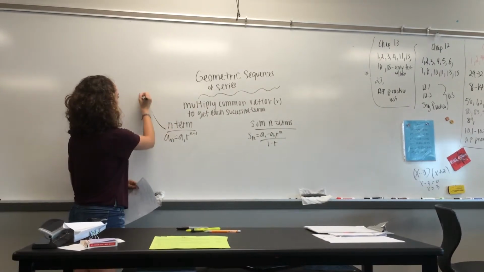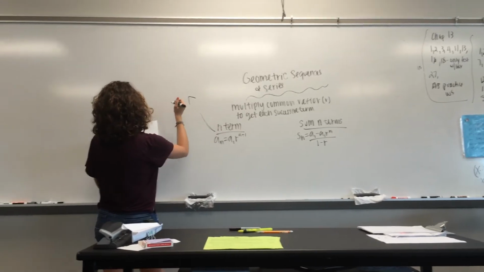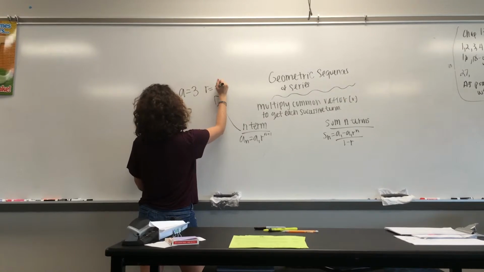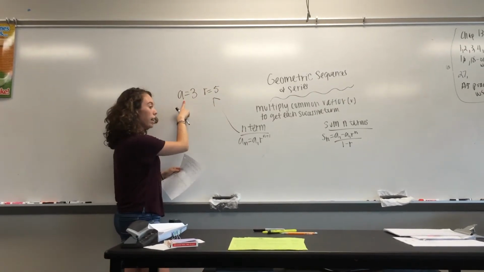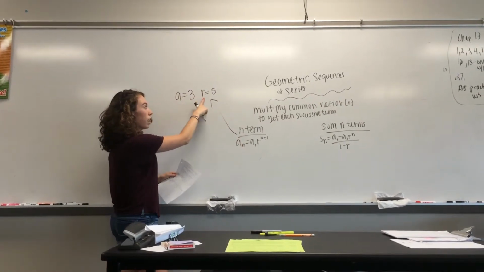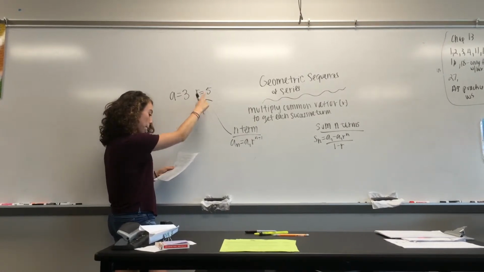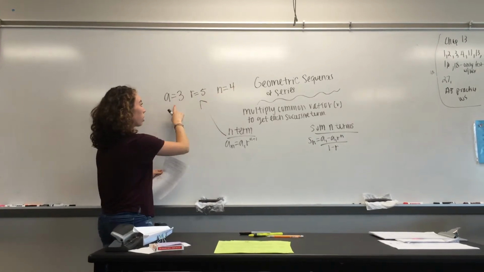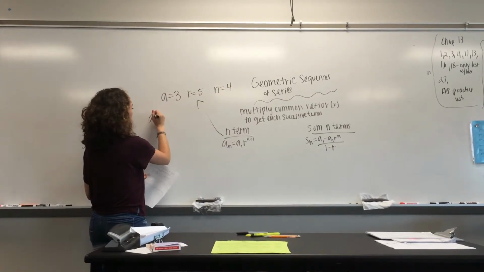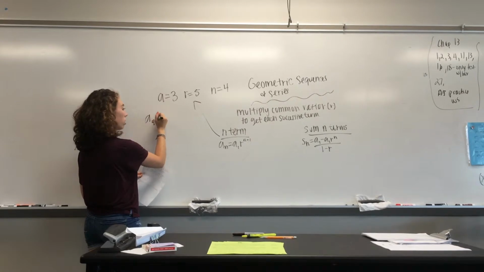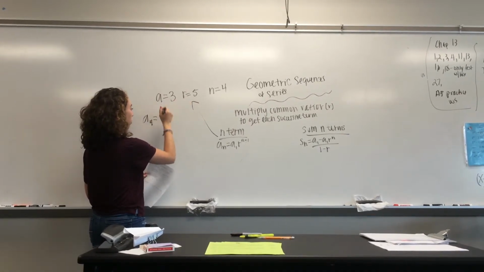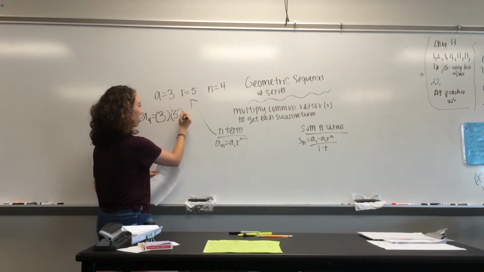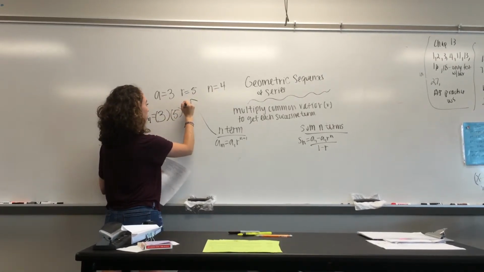So for the nth term, in the problem it says that our first term, a sub 1, is going to equal 3, and the common ratio is going to be 5. And then we're solving for the fourth term, so n equals 4. So we'll plug all of these numbers into this formula. So a sub 4 equals a sub 1, which is 3, times 5 raised to the n minus 1 power, so 4 minus 1.